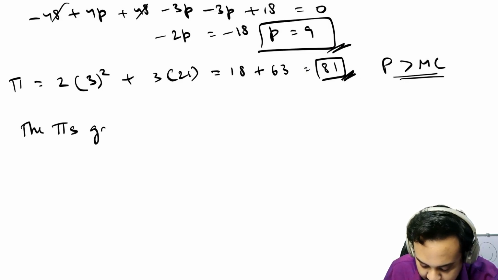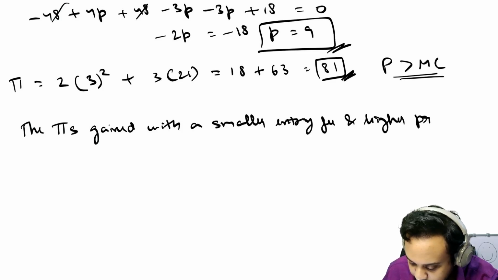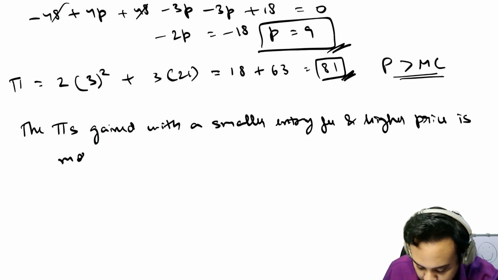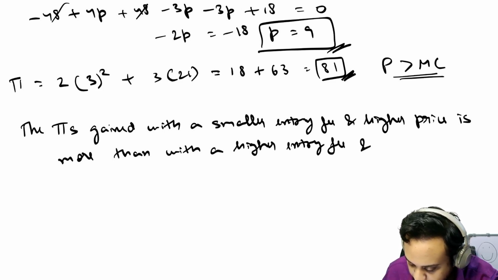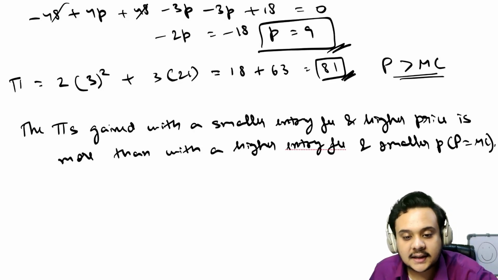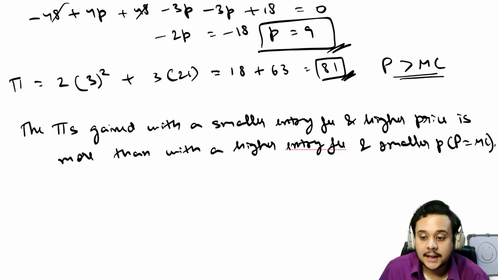So that is something that you can write down, that the profits gained with a smaller entry fee and higher price is more than with a higher entry fee and a smaller price, and in bracket you can write when P was equal to MC. Okay, so when P is greater than MC, you are gaining more profits. The profit that you are getting is higher.